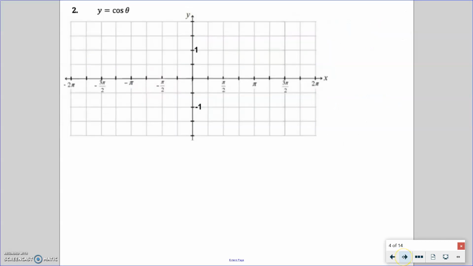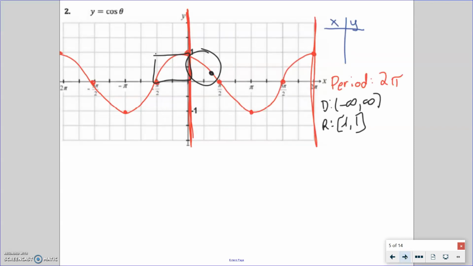All right, so here's question number 2, cosine of theta. Same thing, make a table. What does it look like? Cosine of theta ends up looking a lot like sine of theta. In fact, the only difference is cosine of 0 radians is 1 versus sine of 0 radians was 0. So there was a slight difference there.